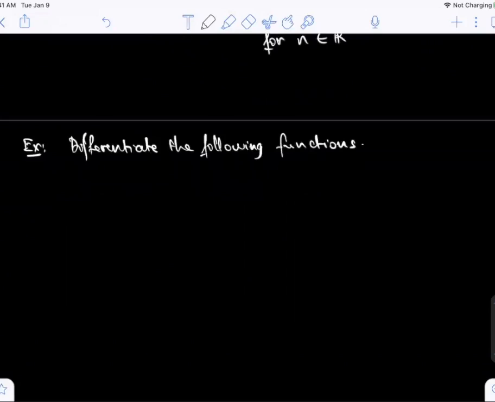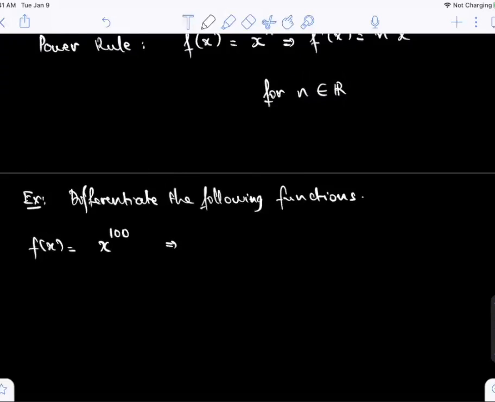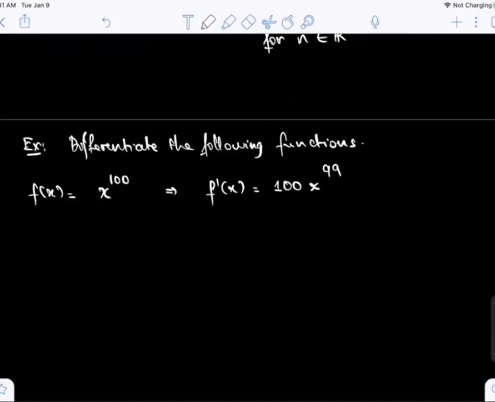So you have f of x equal to, let's say, x to the 100. Using the power rule, you can write the first derivative is 100 times x to the 99. So if I give you f of x equal to 1 over x squared, what could you do? So this is the fractions, right? We don't do any fractions so far for derivative.